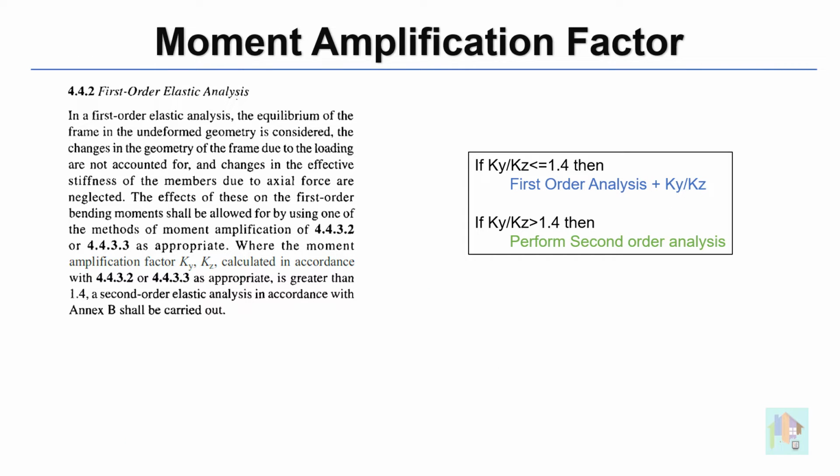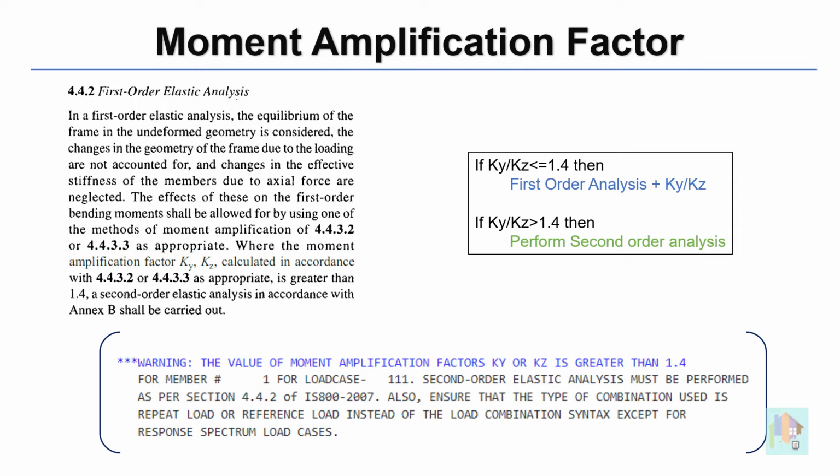This method is valid till the factors are less than 1.4, but when it is greater than 1.4, proper second order analysis like P-delta is required, where the second order deformation are considered in the analysis result. A warning is also reported in the output file related to this. By the way, these are not effective length factor. I have published a detailed video on moment amplification factor and how this is used for member design. You can check that.